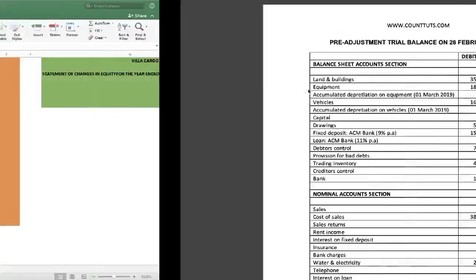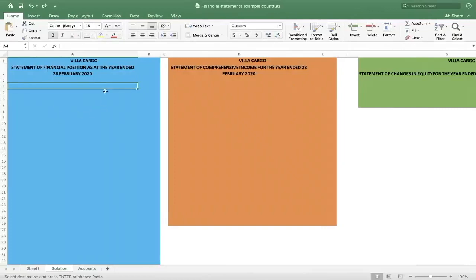So let's begin. Let's begin with the statement of financial position. I know land and building is a non-current asset, and you need to know what goes into the statement of financial position, what goes into the statement of comprehensive income, as well as what goes into the statement of changes in equity for you to complete this well. Okay, so I hope you know that. And if you do not know that, the balance sheet, you record all your assets, your equity and your liabilities.